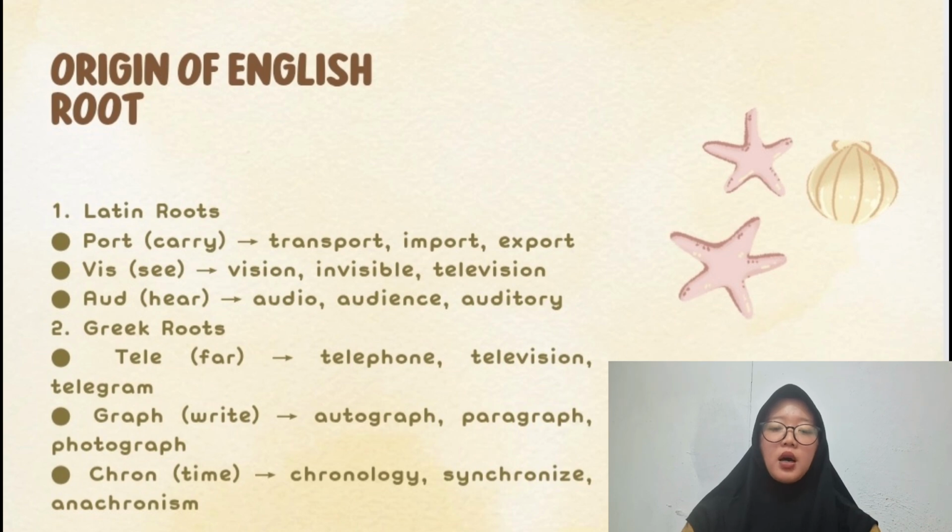Examples of Greek roots are tele, which means far, appears in telephone, television, and telegram. Graph, which means to write, appears in autograph, paragraph, and photograph. Chron, which means time, appears in chronology, synchronize, and anachronism.